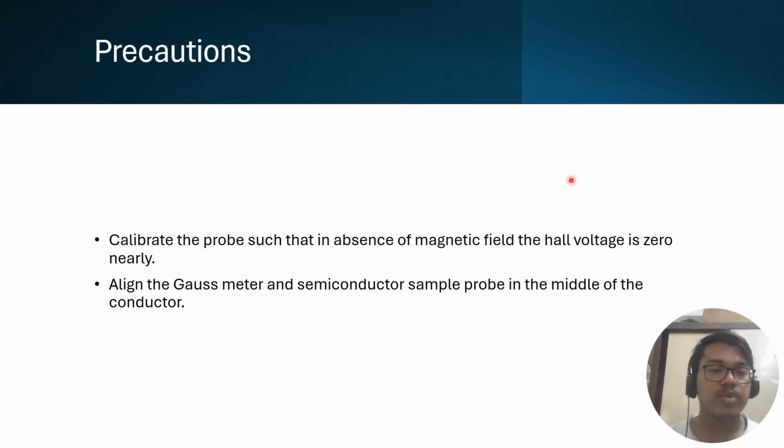The precautions that we should take while performing these experiments include: calibrate the probe such that in the absence of a magnetic field the Hall voltage is nearly zero. Align the Gauss meter and semiconductor sample probe in the middle of the conductor.